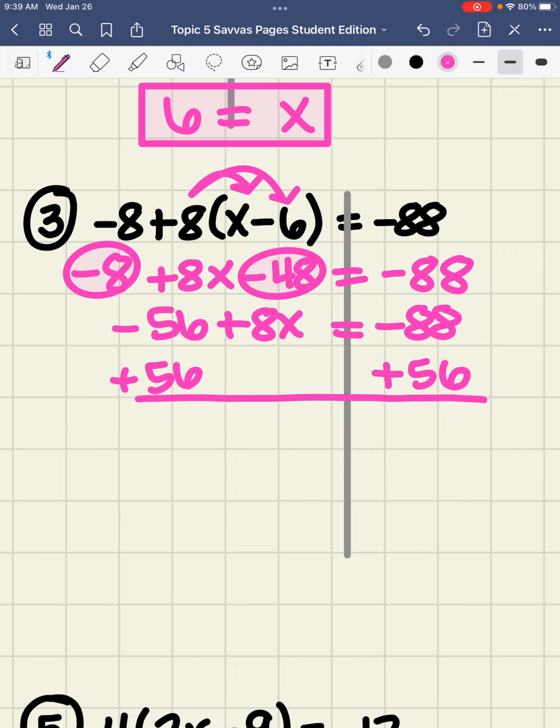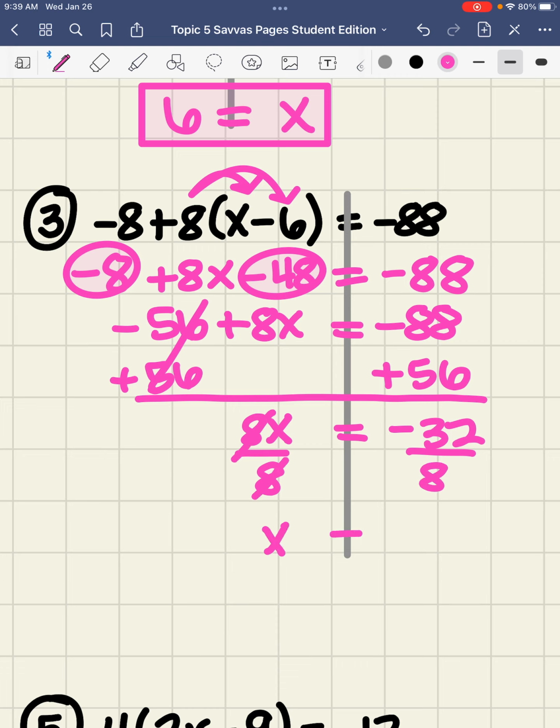So on the side with the variable, my 56 cancels out. I'm left with 8x equals, on the other side, I have negative 88 plus 56. And when I combine that, I get negative 32. Now, to get that x by itself, I'm going to divide by 8 on both sides. My 8's cancel out. X is by itself, and x equals negative 4. So my answer is negative 4.